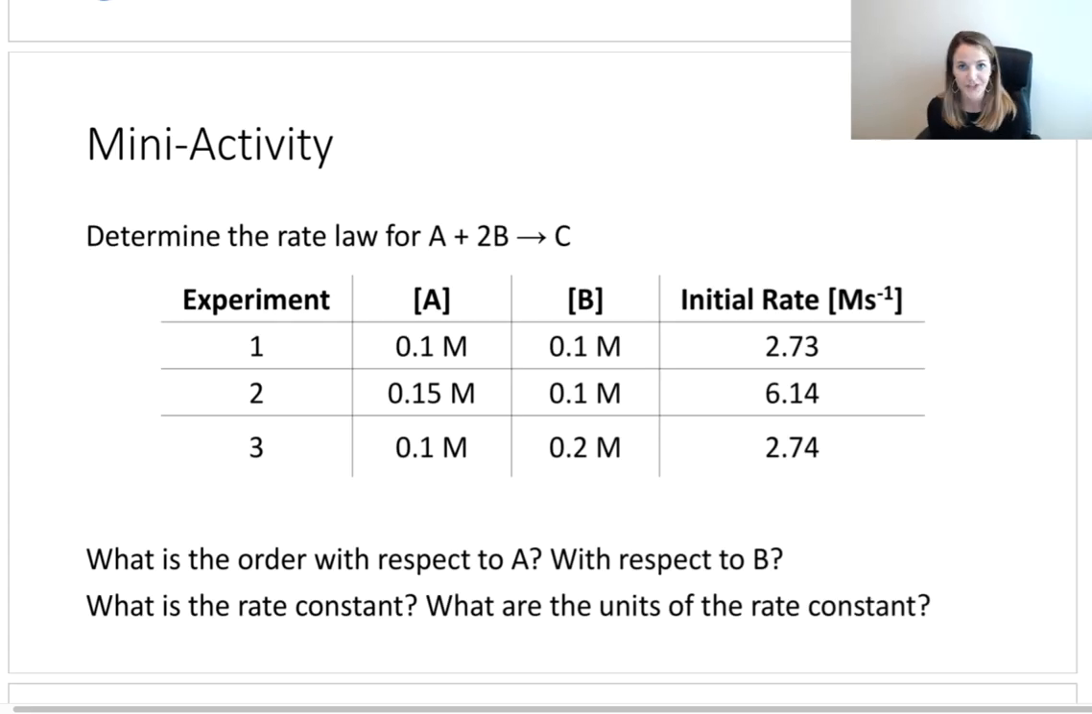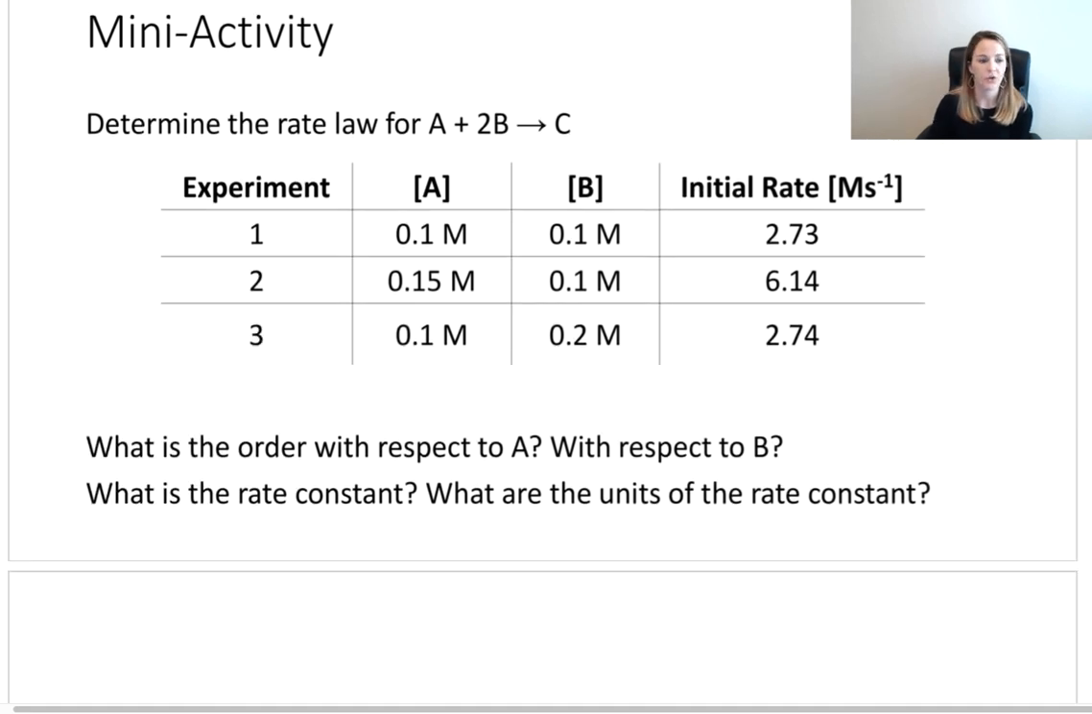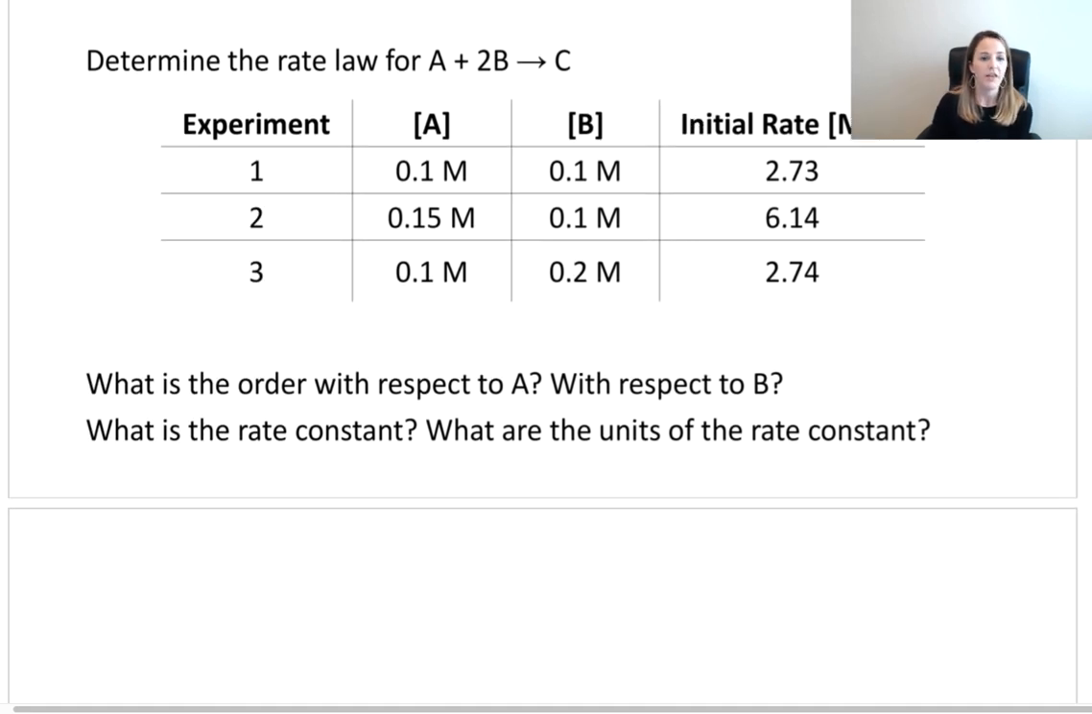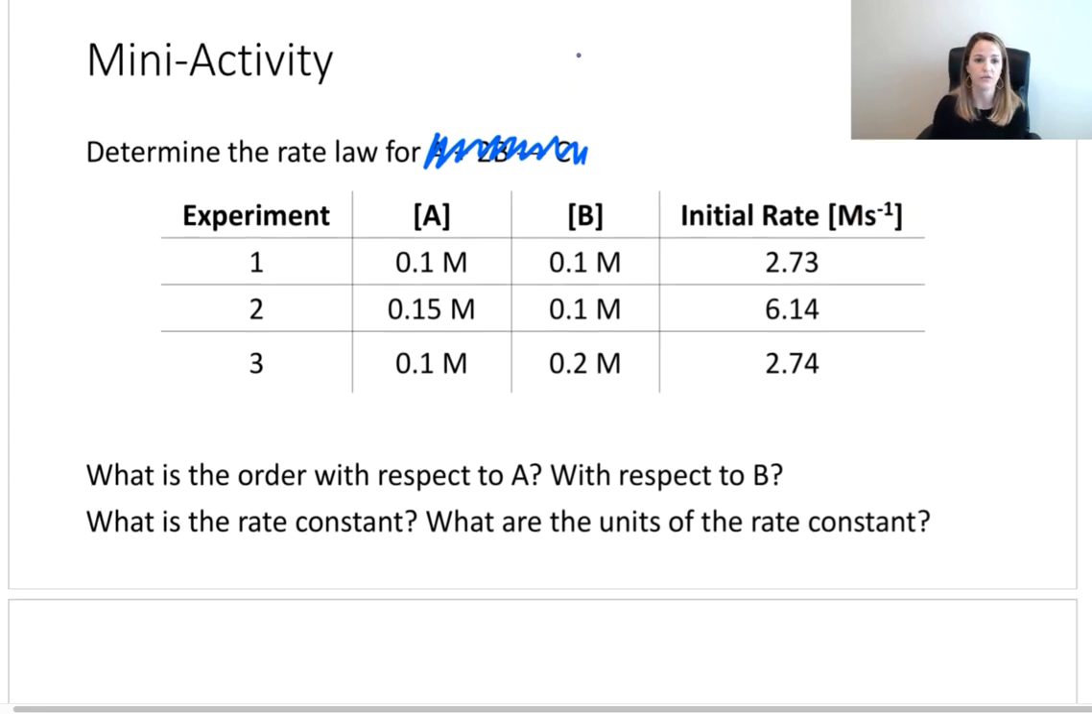All right, let's work through this one together. So I'm going to just scroll ahead here so I have a little bit of space. The first thing I'm going to do is come up to the top and cross this out. The chemical equation gives us 0 information here. Just cross it right out. It doesn't even help us. The only thing that is useful is this table of data. That's the only way we can find our rate law.